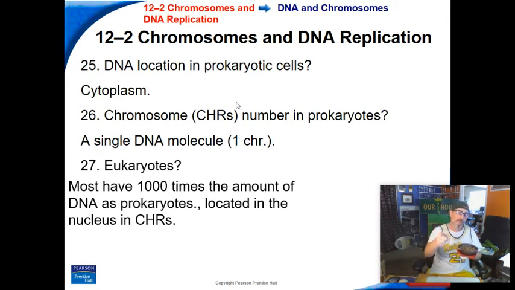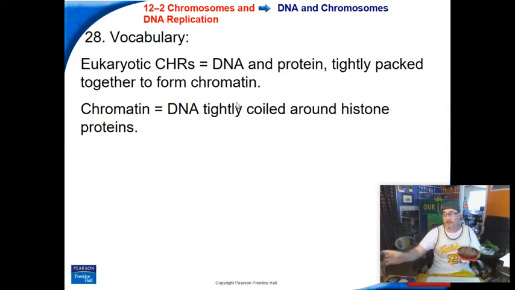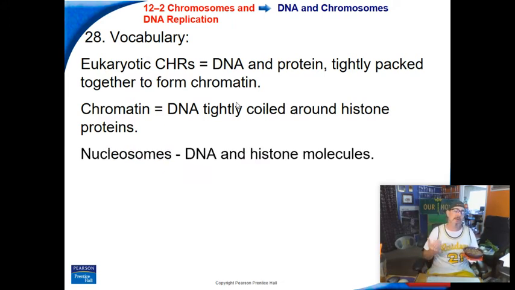All right, here we go. Moving ahead. Number 28. So vocabulary, eukaryotic chromosomes: DNA and protein, tightly packed to form chromatin. That's one of the items on your study guide. Chromatin is DNA wrapped around proteins called histones. And then a nucleosome is about, from the diagram, if I remember correctly, about 8 histone proteins with the DNA wrapped around them.